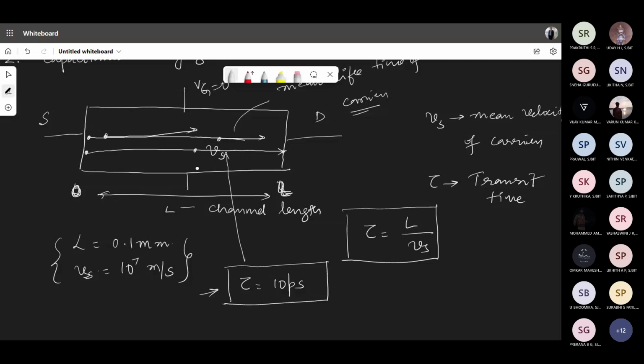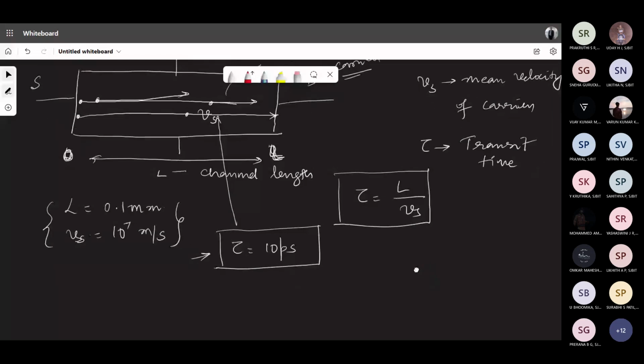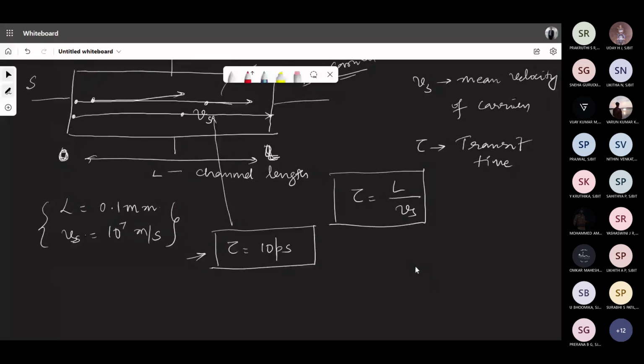What is the conclusion we draw? Want some quick response? Simple things. Common sense will give you an answer to it. 10 raised to minus 11 seconds is the transit time. So is that a good transit time or is it a very bad value?